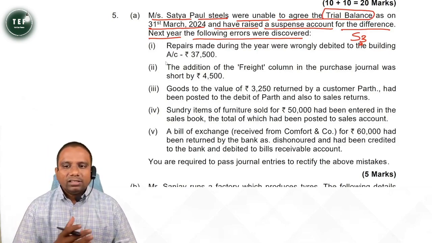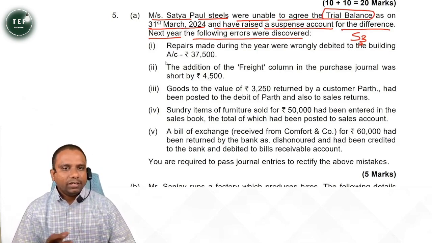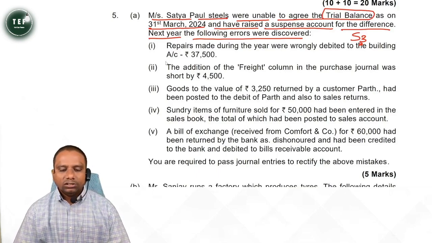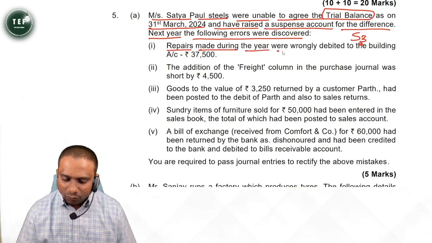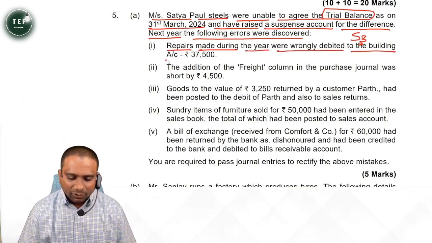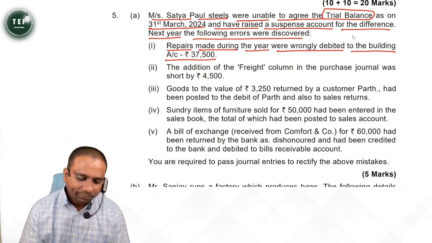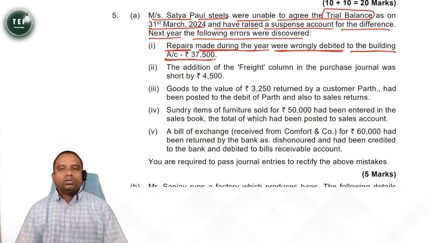Whenever you are rectifying the errors in stage 3, observe if any nominal account is affected, in the place of nominal account, we use profit and loss adjustment account. Profit and loss adjustment account. Repairs made during the year were wrongly debited to the building account 37,500.